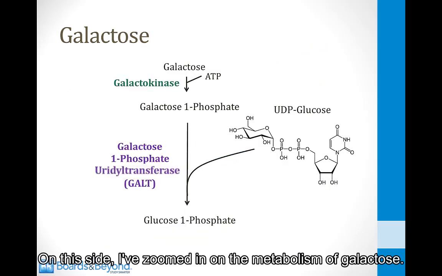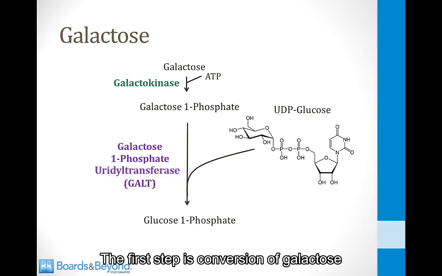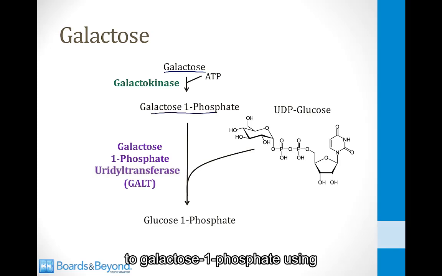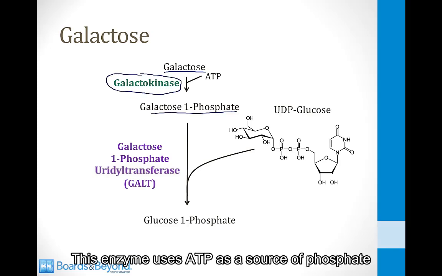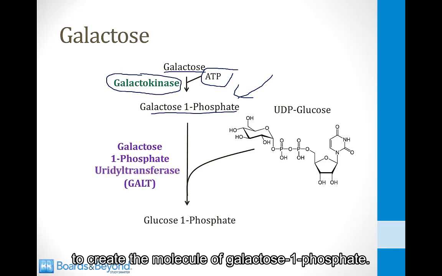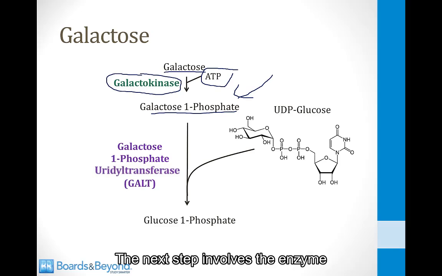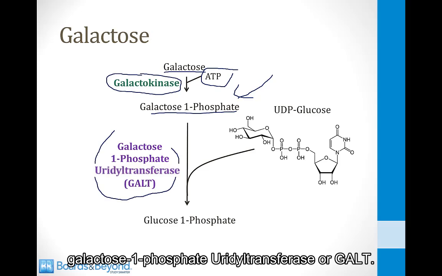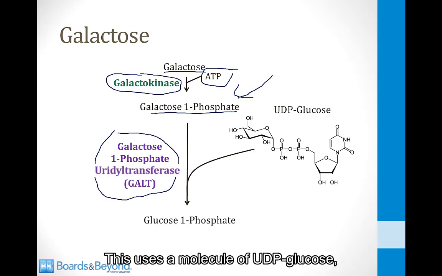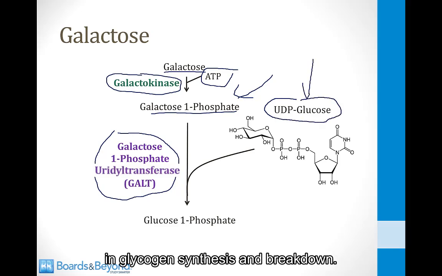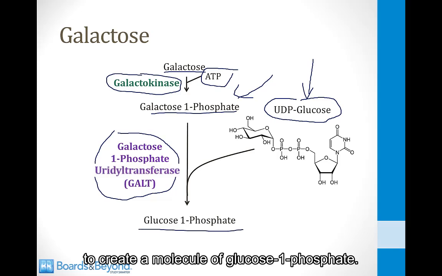On this slide, I've zoomed in on the metabolism of galactose. The first step is conversion of galactose to galactose 1-phosphate using the enzyme galactokinase. This enzyme uses ATP as a source of phosphate to create the molecule of galactose 1-phosphate. The next step involves the enzyme galactose 1-phosphate uridyl transferase, or GALT. This uses a molecule of UDP glucose, which you may recall is an intermediate in glycogen synthesis and breakdown. The molecule of UDP glucose is used to create a molecule of glucose 1-phosphate.